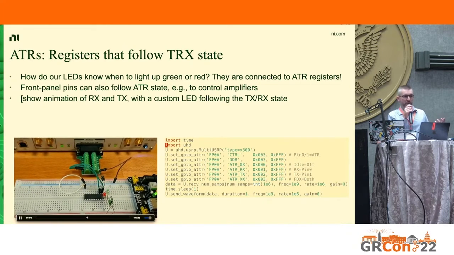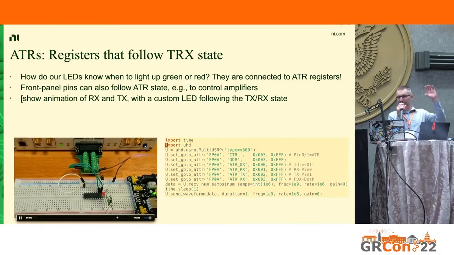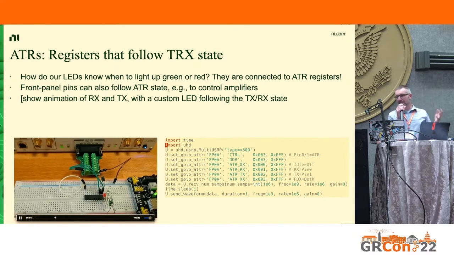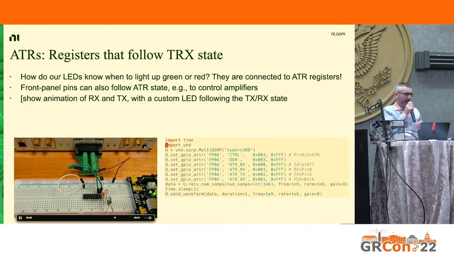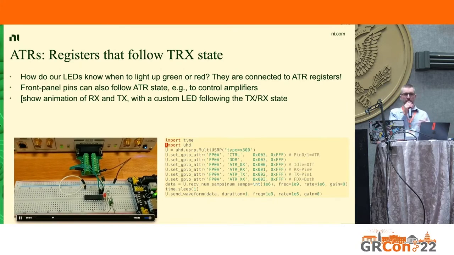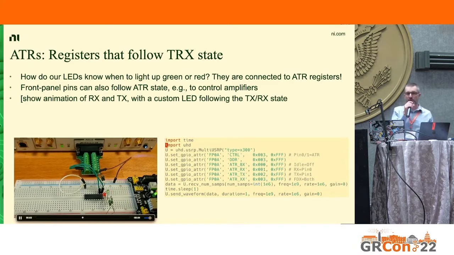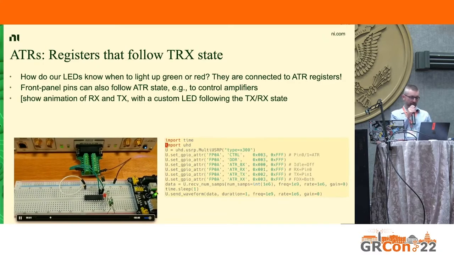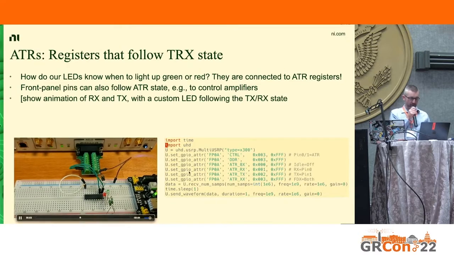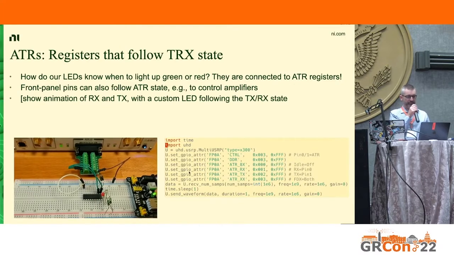Now, why on earth would you do that? You may want to build one of those on-air signs or something like that, but that seems overkill. This is really useful when you're controlling something like antenna controls or external amplifiers that need to know when you're actually transmitting. This is how you use that feature. And that's really one of the main reasons to use GPIO on a USRP.